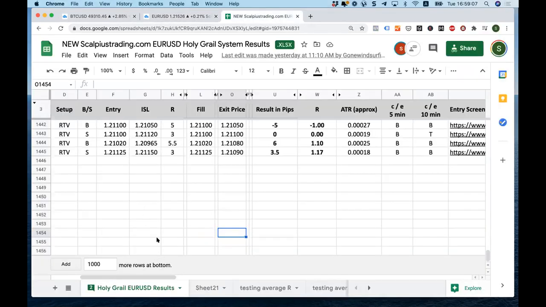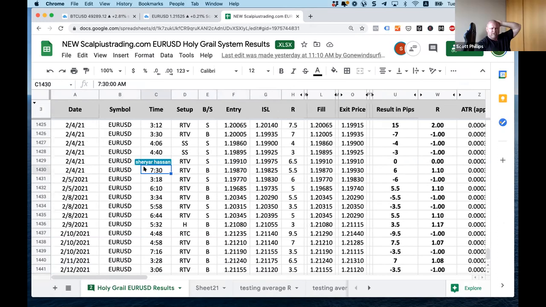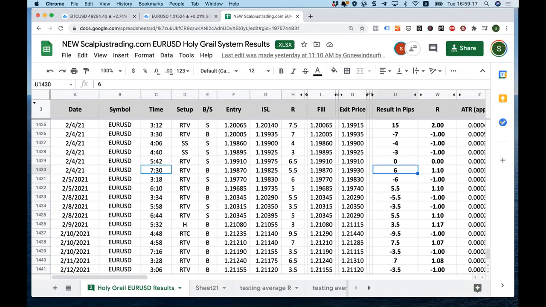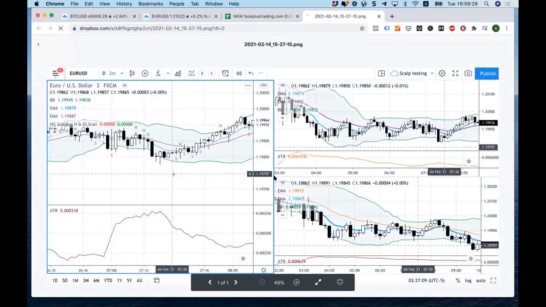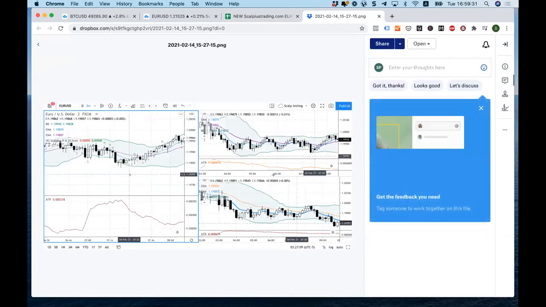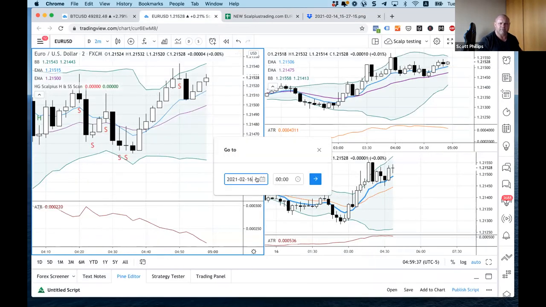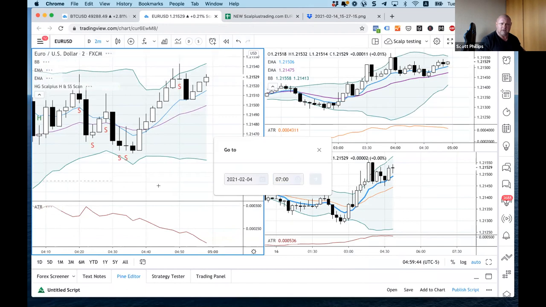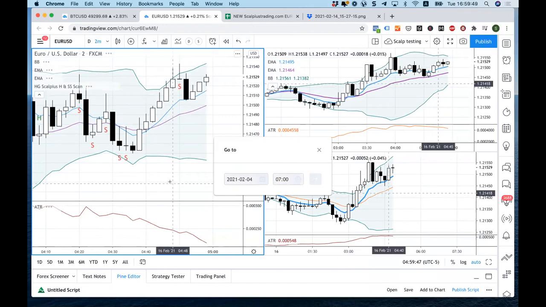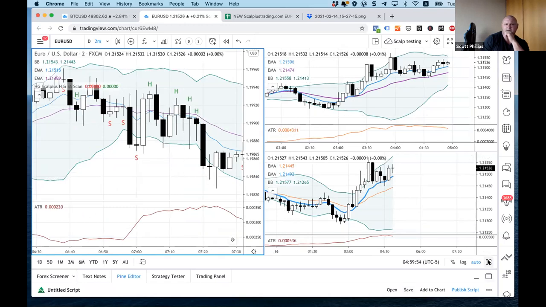It's 4th of February, 7:32. 7:30? 7:32. Let's have a look, unless we're in decreasing volatility. Okay, I'm going to load that up. From memory, I remember it was equal close just before that, but let's check.